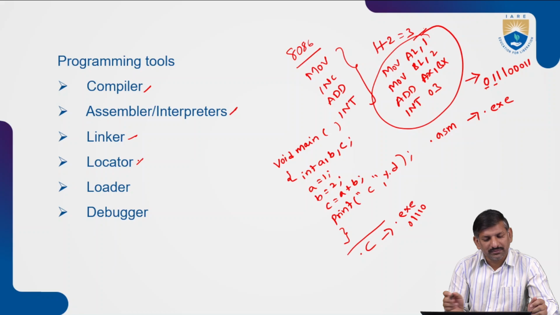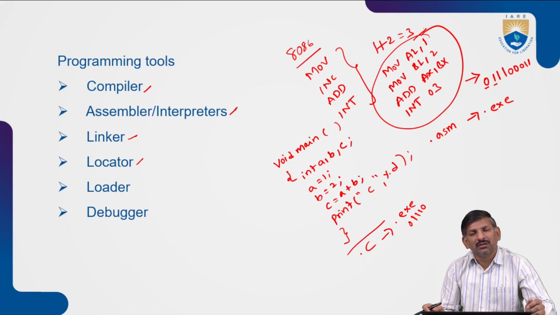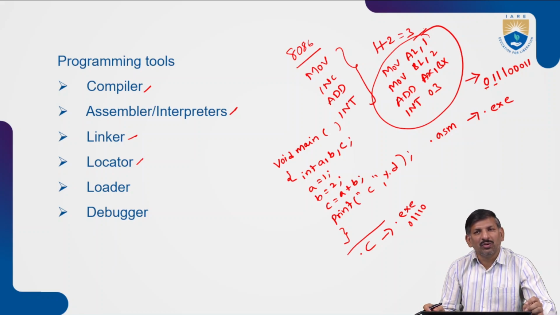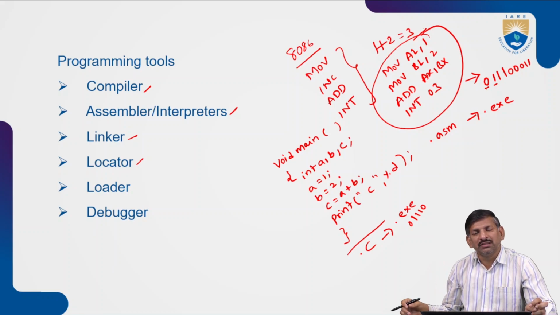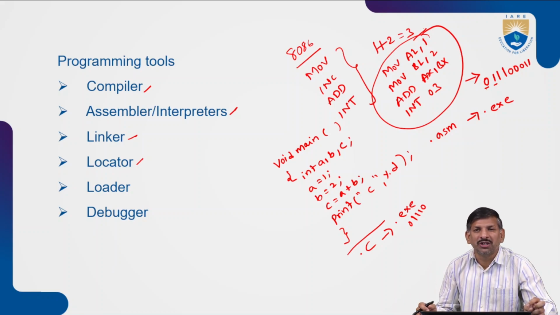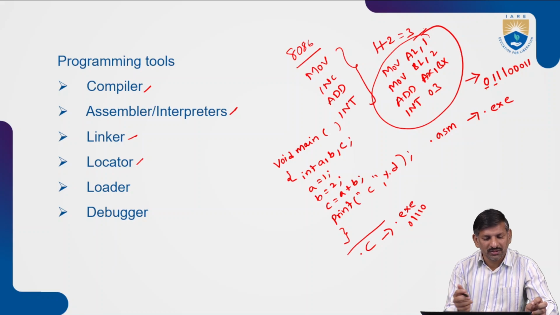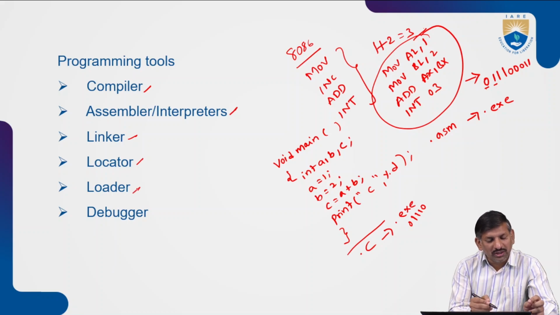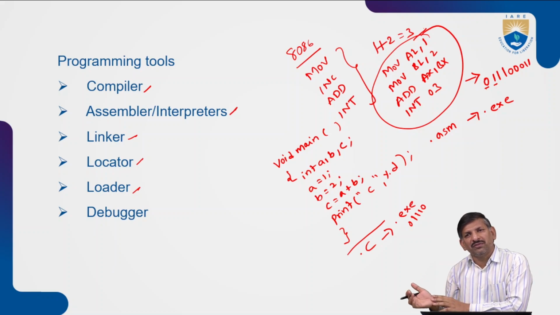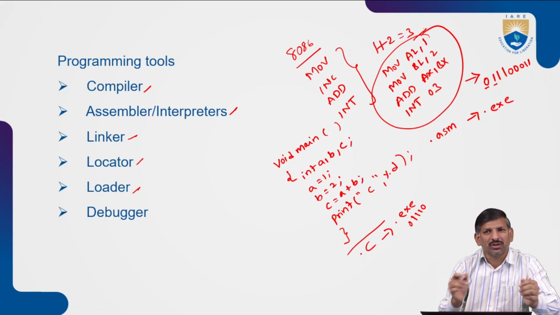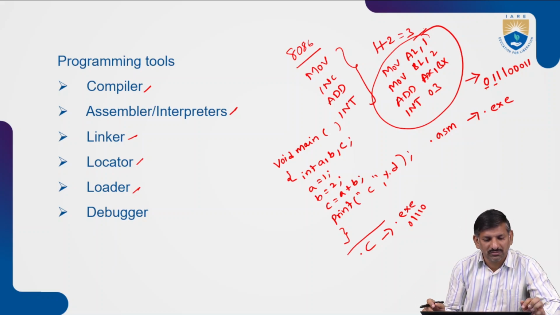And locator: this generates the locatable address of that absolute object file, meaning in which memory location we need to store this generated absolute object file. Loader: it loads this absolute object file into the corresponding memory location.